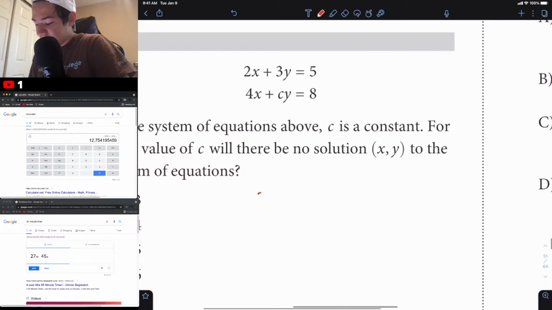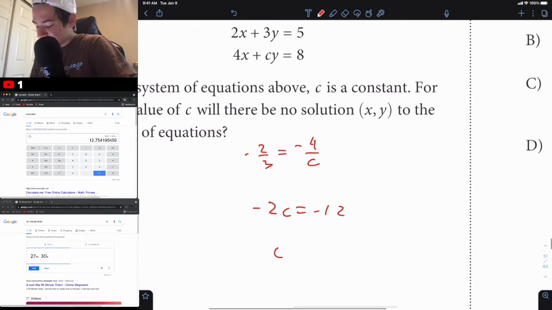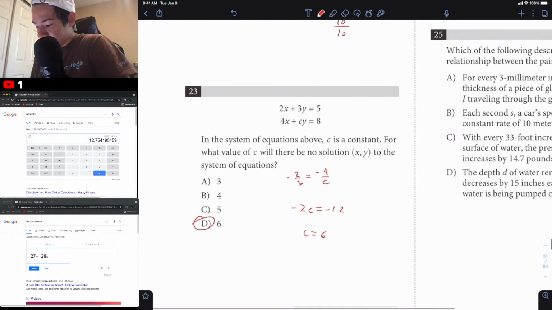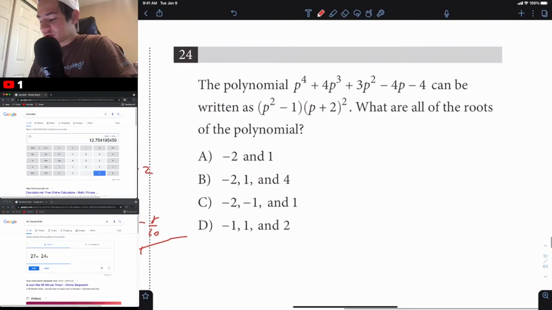So negative 2/3, which is the slope of this line, has to be equal to negative 4 over C. So negative 2C is going to equal negative 12. If I divide by negative 2, I get C equals 6. They have to have the same slope for no solutions.